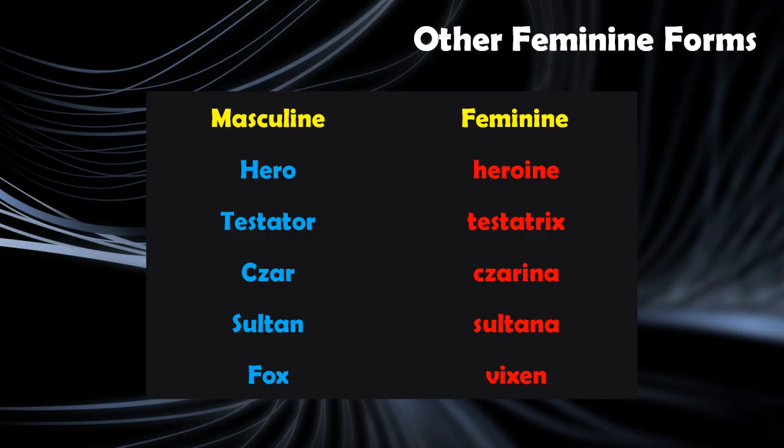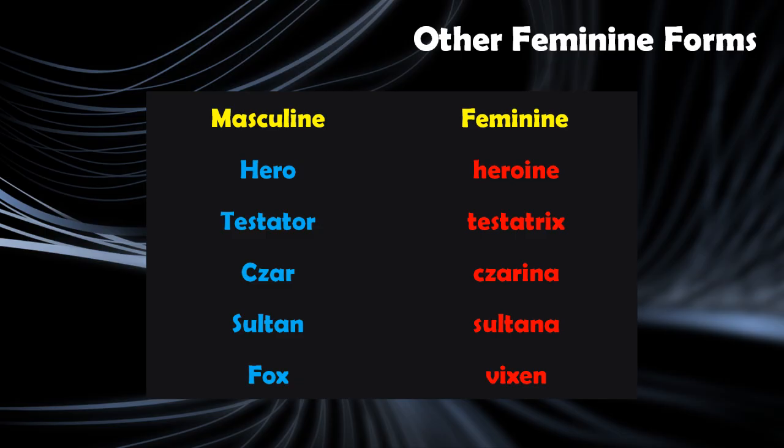Next, from testator, a person who makes a will, we get testatrix. This uses the classical suffix trix to indicate the feminine form. It is often found in formal or legal language. Then comes Tsar, a Russian emperor. We get Tsarina. The suffix ina is added, which is common to Slavic language and titles.